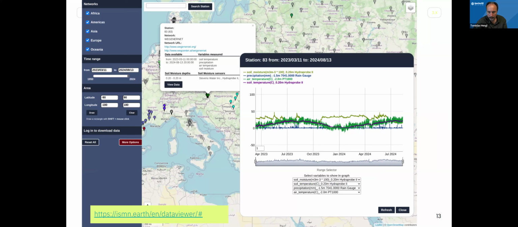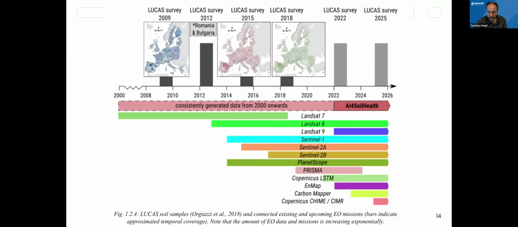So you can get the soil moisture data on a very fine resolution. And of course, our work is based on LUCAS Soil, which is a European Commission initiative program. There's the LUCAS and there's a LUCAS Soil. They had a survey in 2009, 2015, 2018.